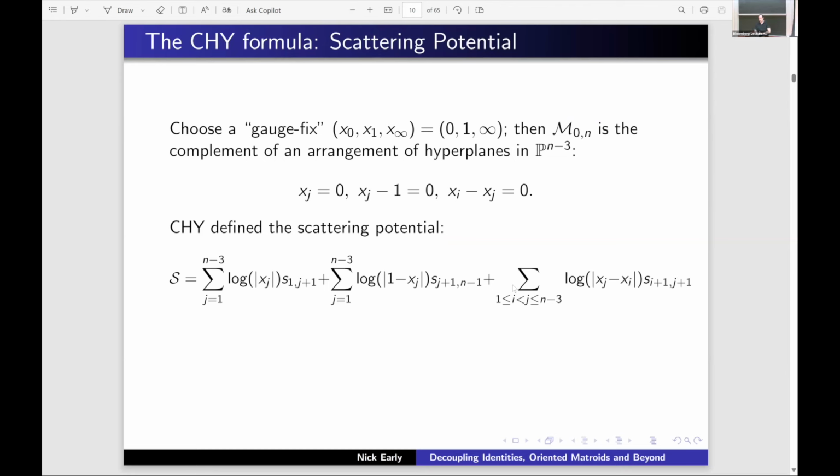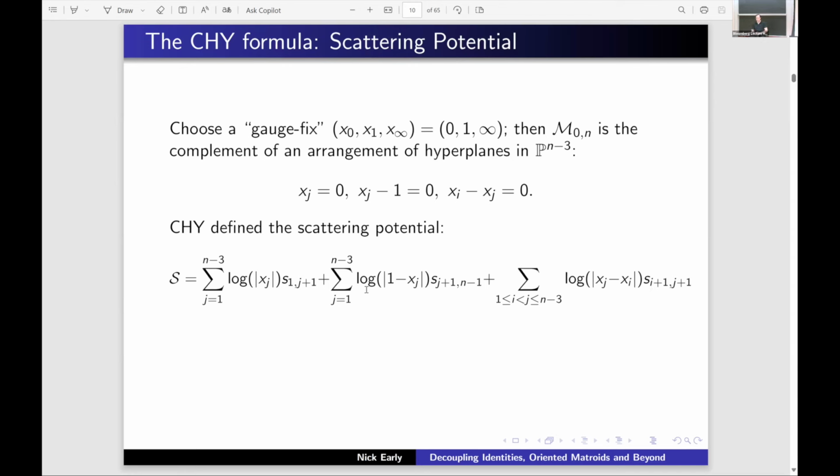Okay, and you might call this a gauge fix, where we fix 3 of the punctures to be 0, 1, and infinity. Then I want to introduce this formula due to CHY, the so-called scattering potential. And this is what it looks like in this particular chart. We have n-3 factors of xj, n-3 of 1 minus xj, and some binomial number of differences of coordinates. And as a coefficient of each logarithm, we have one so-called Mandelstam invariant, this s_AB.